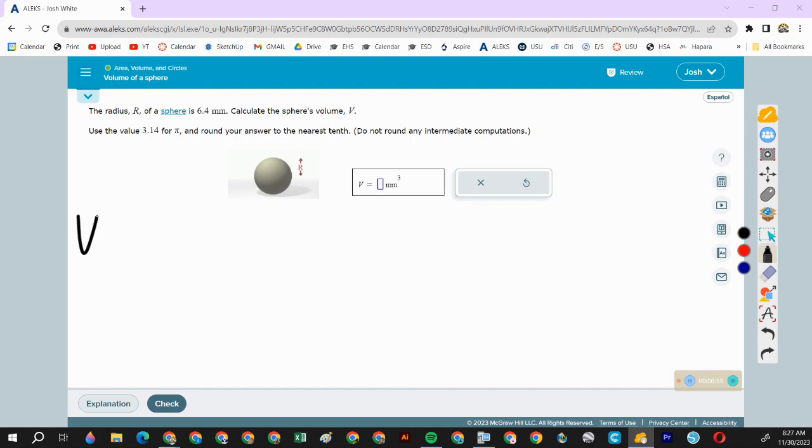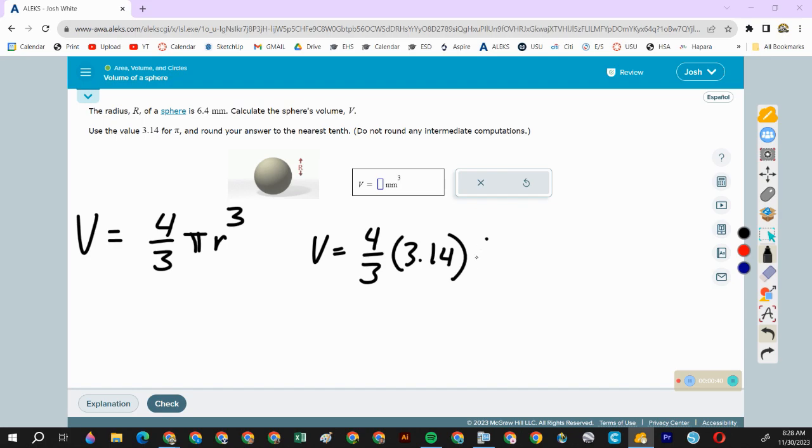So the volume of a sphere, and I don't have any fancy way to remember this, is 4/3 pi r cubed. And we know it's a volume because it is r cubed. So in this case, the sphere is 6.4 millimeters. So the volume is going to be 4/3 times 3.14 times 6.4 millimeters cubed.